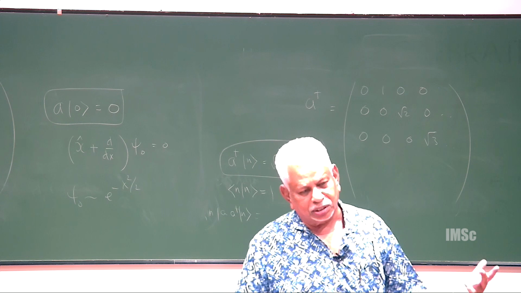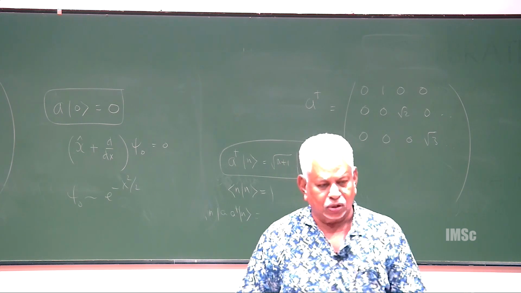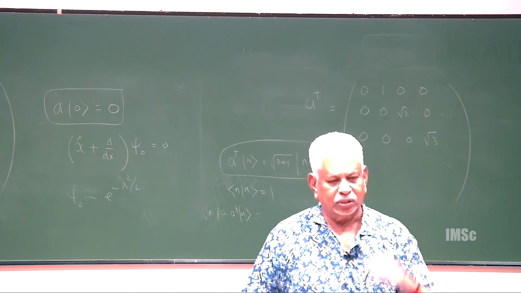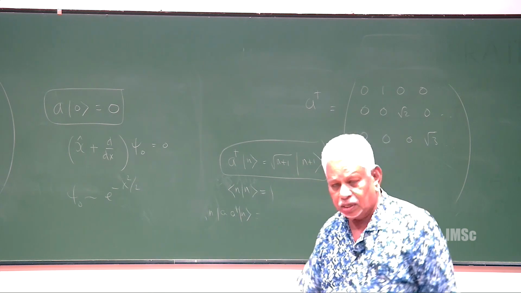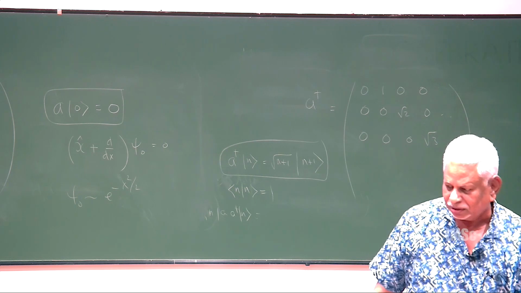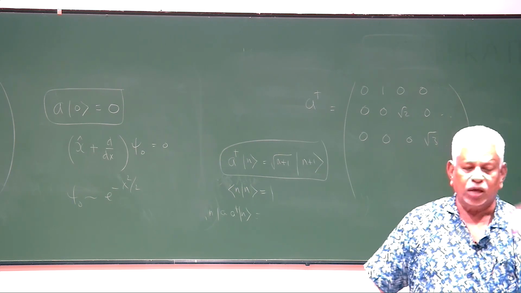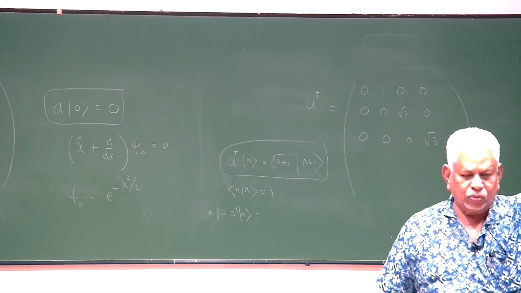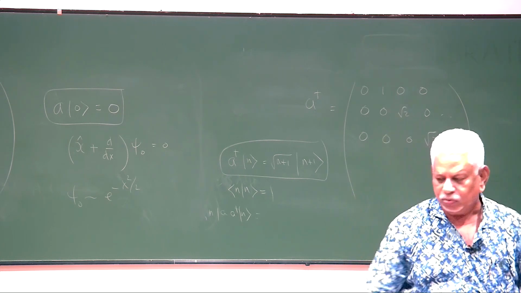But what is A dagger? I have already given you the differential operator. You act on that by x minus ip, and you will get a new function. That's your next level, one level above, two levels above, etc. All of them can be easily worked out.